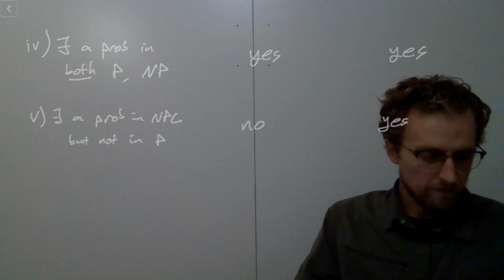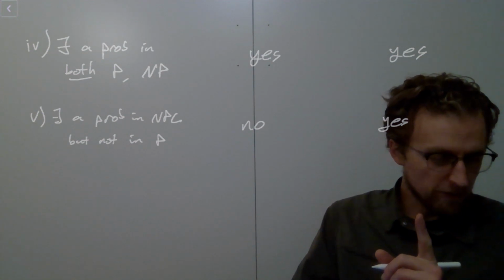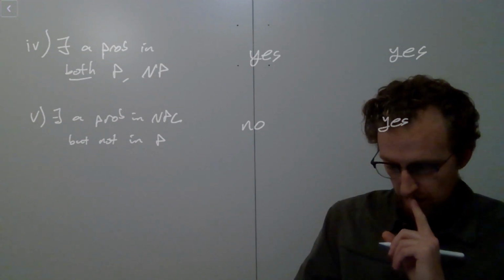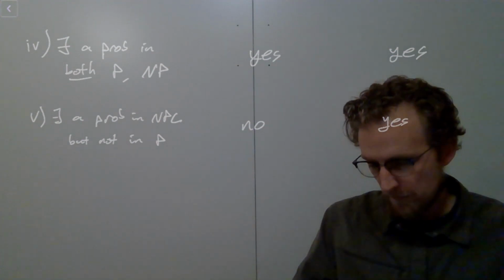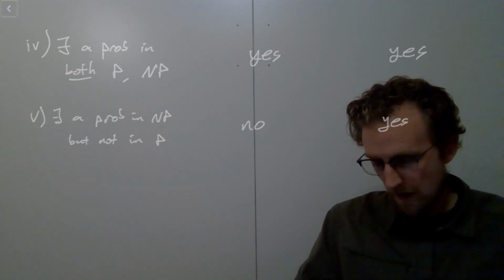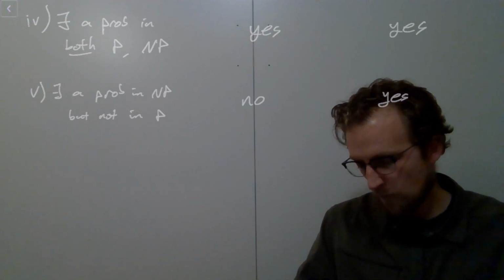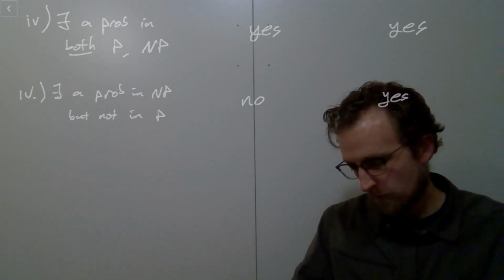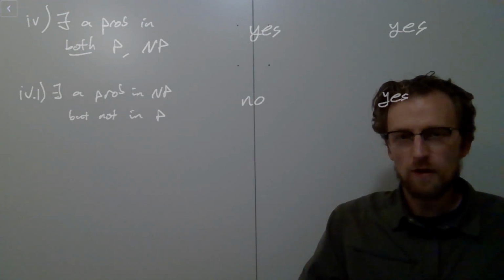Sorry, I misread my sheet. Let me make sure that I'm answering this properly. So there exists a problem in NP, but not in P. You know what? I'm going to leave that right there, because that's fine. This is like 4. Let's call this 4.1. Okay, this is absolutely the correct way to answer this.